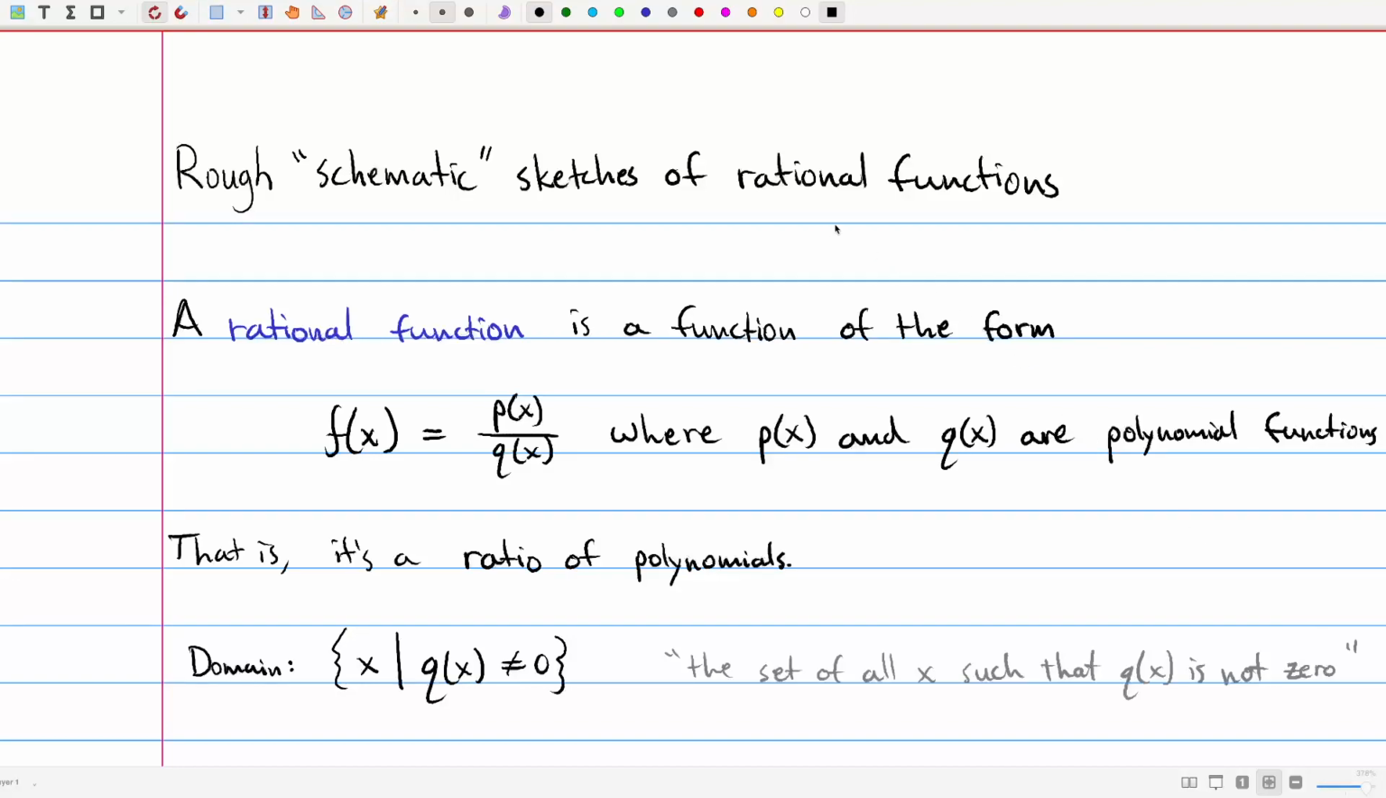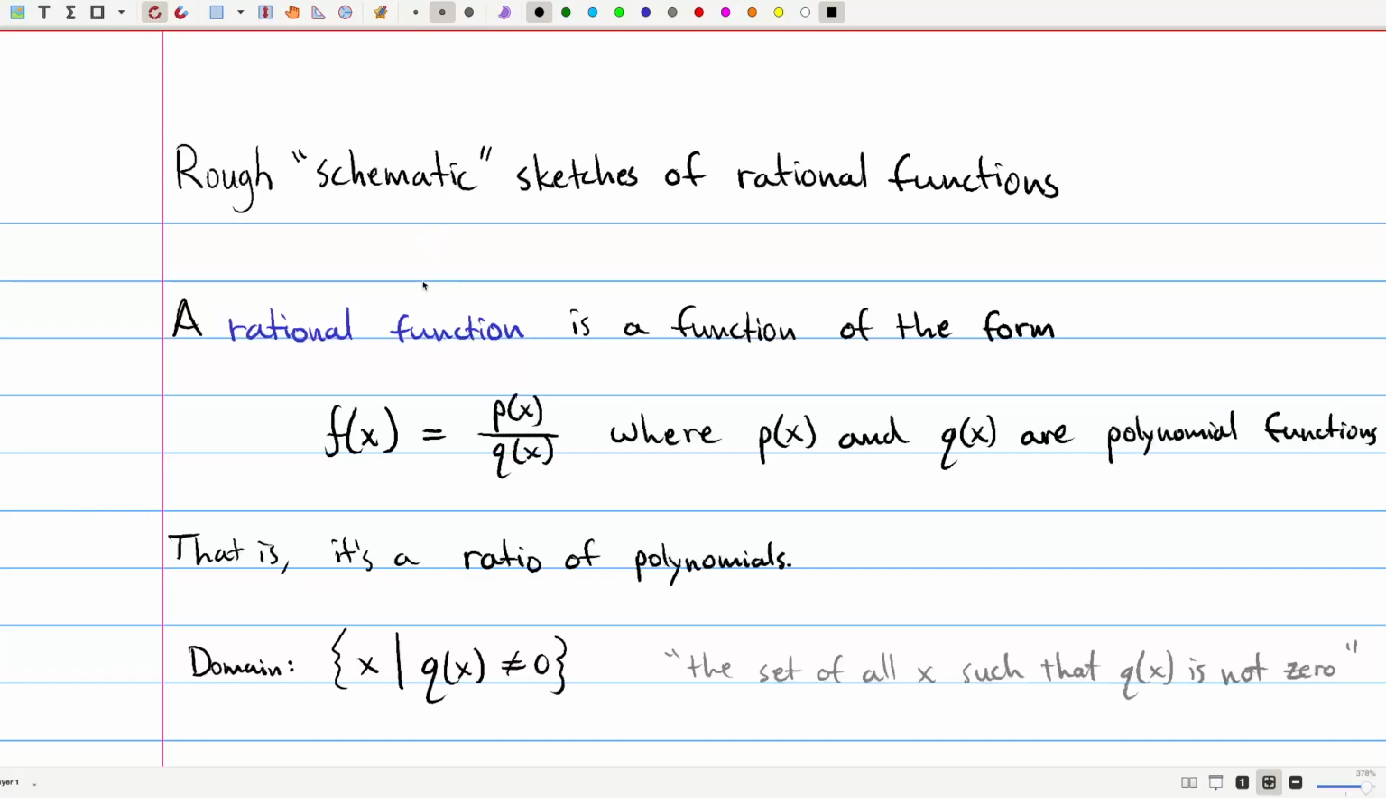Hello everyone. In this video we are going to talk about making rough schematic sketches of rational functions. I'm assuming you're already familiar with how to do rough schematic sketches of polynomial functions, and this is going to add a few more details like vertical asymptotes and horizontal asymptotes.